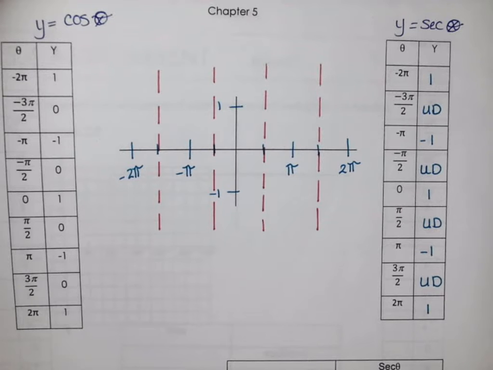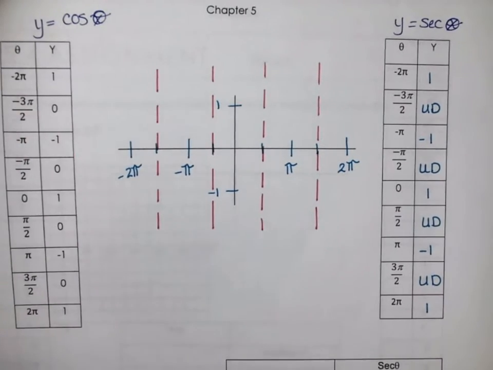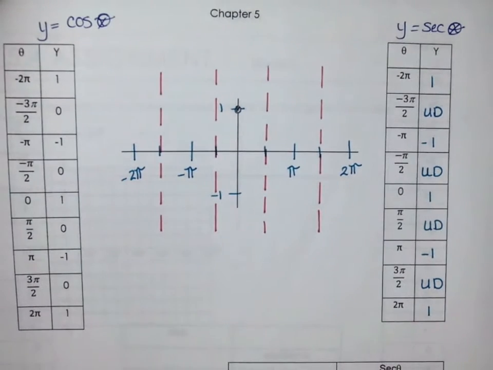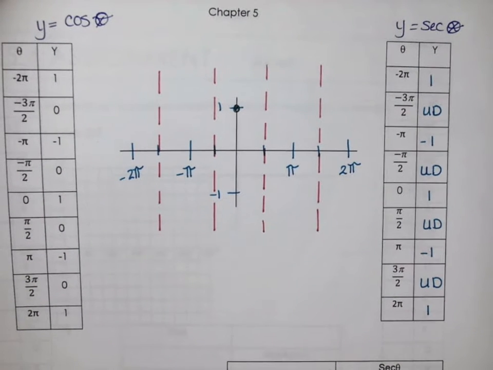So at 0, what value am I at? 1. Beautiful. I'll use a green. So I'm here at a maximum. So same sort of thing. It's going to result in that parabola. So which way is the parabola opening, up or down? Am I at a max or a min? A max. So I'm opening up.